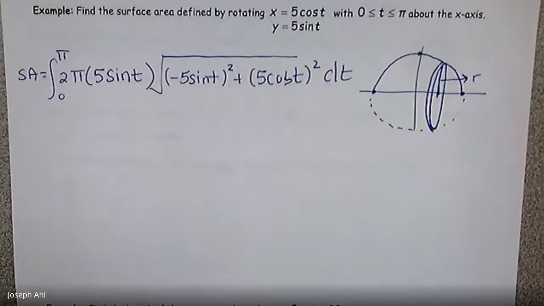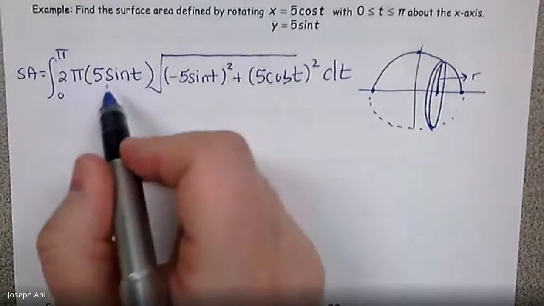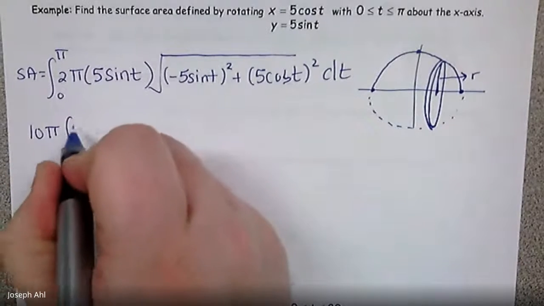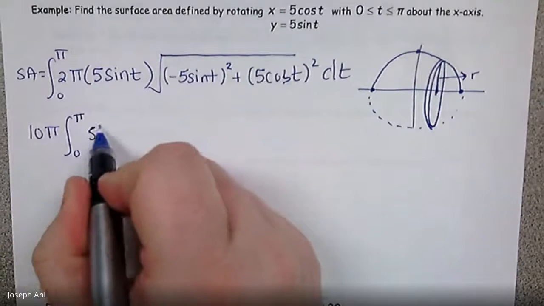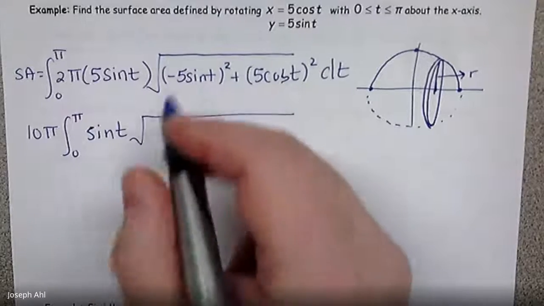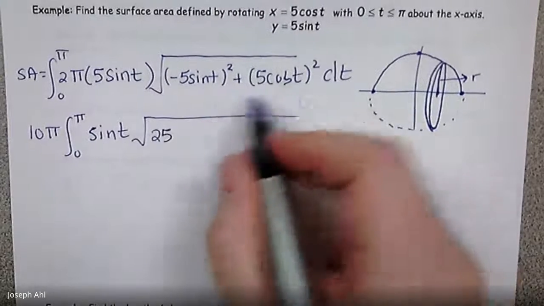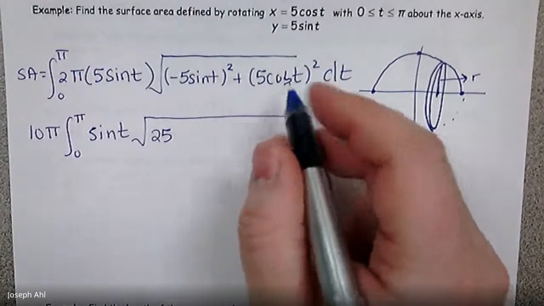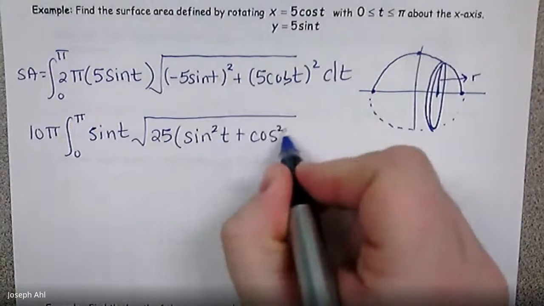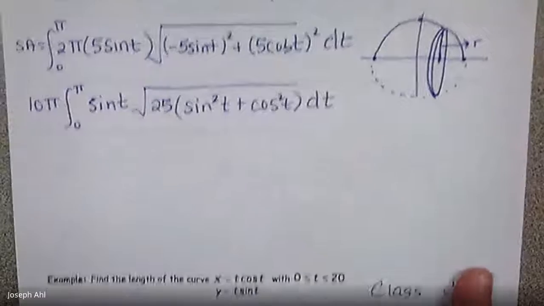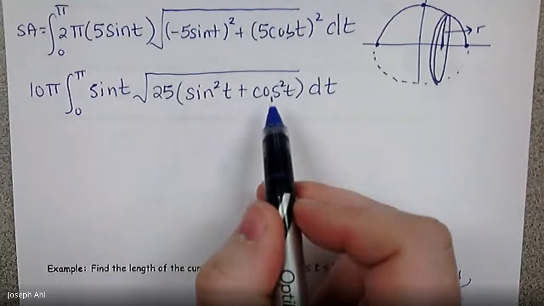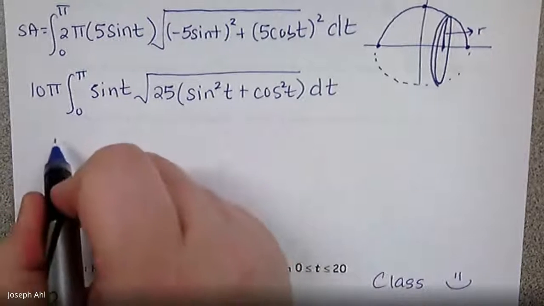Okay. So now I want to start cleaning this up. The 2 pi and then the 5, that can come out as a 10 pi out front. So 10 pi times the integral from 0 to pi of sine t, and then the square root of 25 sine squared plus 25 cosine squared. Why don't I just take the 25 out of that right now and write sine squared plus cosine squared underneath. Oh, and there it is again, sine squared plus cosine squared. Isn't this just 1? So we get 1 times 25 under the radical, which is 5.